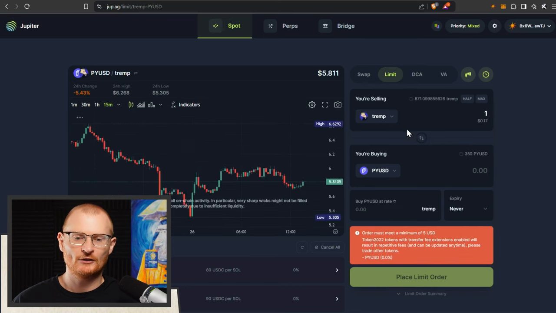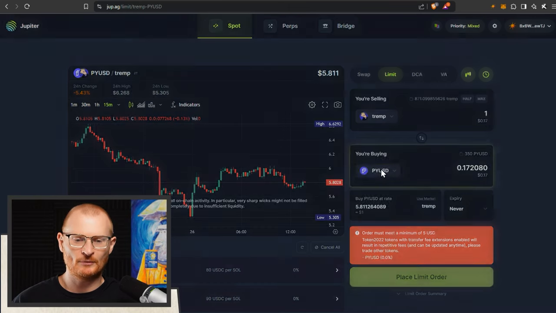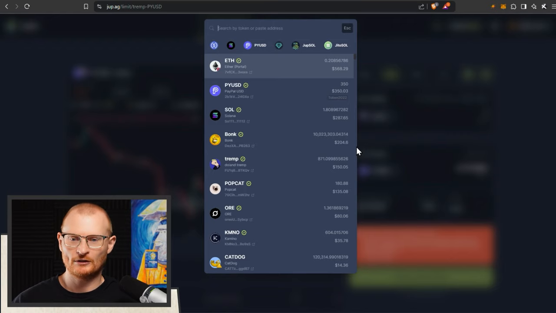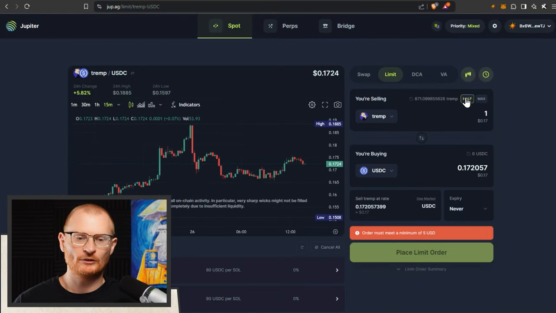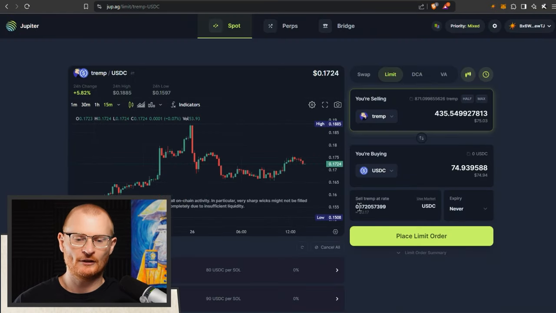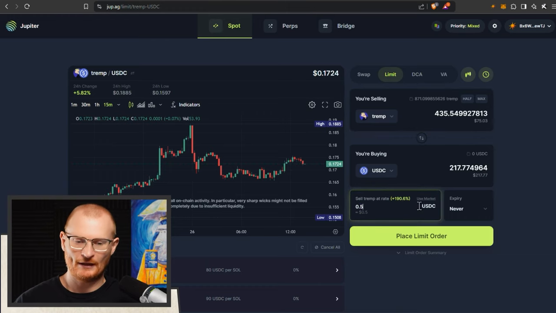So we're going to swap this. We're going to take our Tremp. We won't buy PYUSD because there's an issue with using this. Basically, it's just not liked by Jupiter limit orders. So instead, we'll just go with straight USDC. And we'll just go with half of this for now. And I'm just going to go and sell this at a higher rate, like 50 cents.